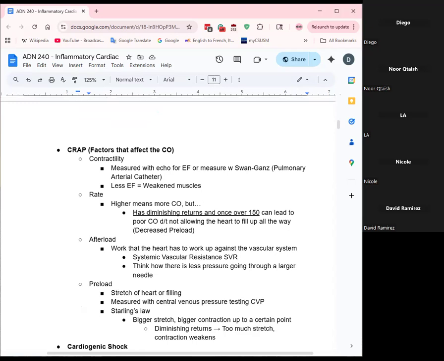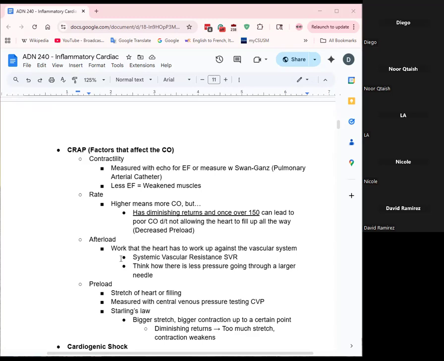An important mnemonic, I guess, is called CRAP. Pretty sure he still uses that one. These are factors that affect the cardiac output: contractility, rate, afterload, and preload. We talked a lot about preload already. Again, that is the pressure that is built up on a particular part of the heart. It's also indicative of the stretching of the heart, measured by the CVP, at least for the right side. The PAWP would be for the left side.